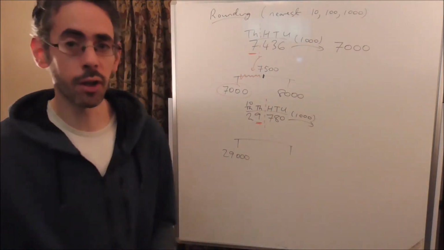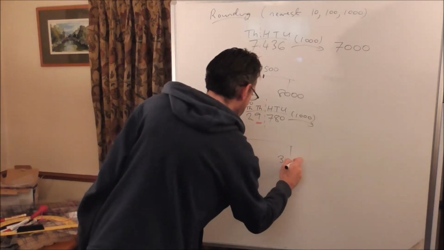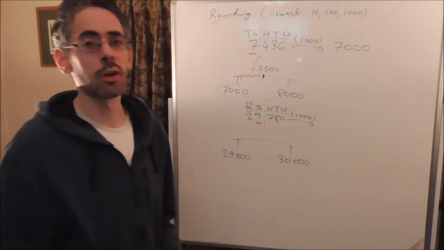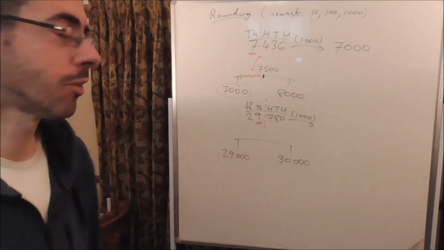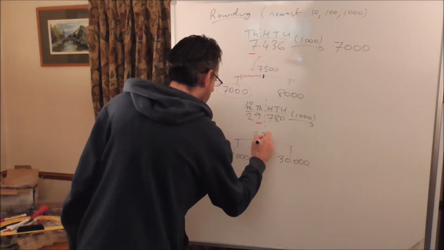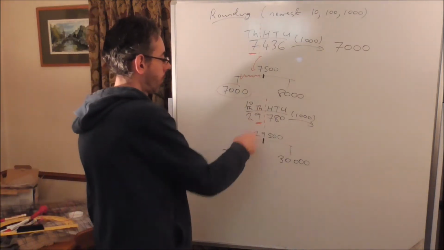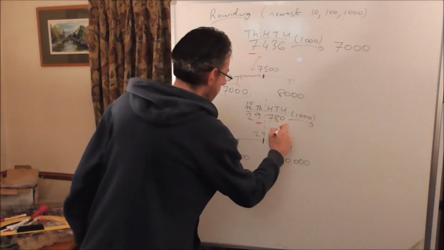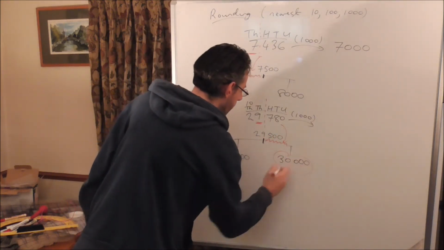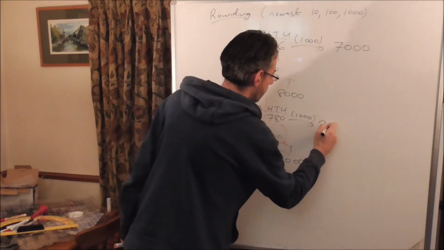What's the next thousands number after that? Well, it's 30,000, just adding 1,000 to that. So our number is somewhere in between. Is it closer to 29,000 or is it closer to 30,000? Again, it'd be useful to have the number in the middle, which is 29,500. And you can immediately see it's bigger than that, so it's here somewhere. So it's closer to 30,000. So 29,780 to the nearest 1,000 is 30,000.